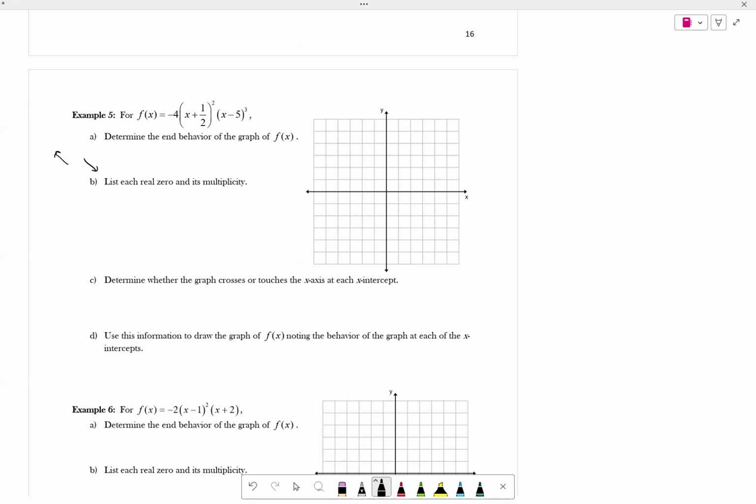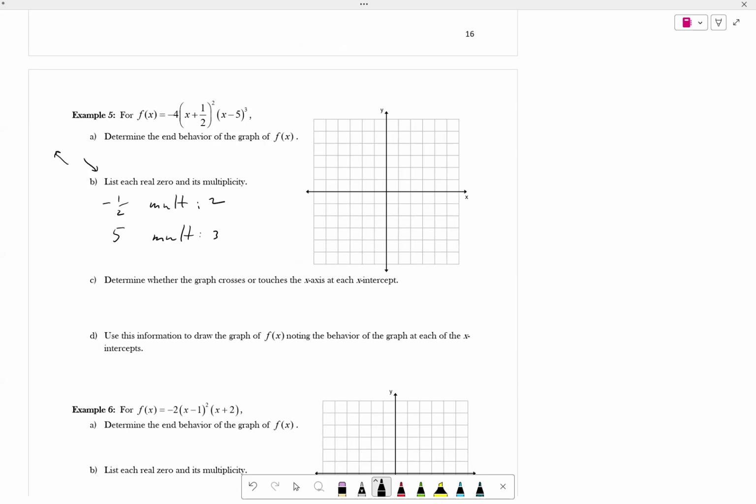List each zero and its multiplicity. Okay, I'd like to hear, Katie, do you know any of the zeros here? -1/2. Okay, and multiplicity. Do we agree? Multiplicity is 2. Thank you. And Joanna, any others? Multiplicity is 3. Cool. Determine whether the graph crosses or touches the x-axis at each intercept.